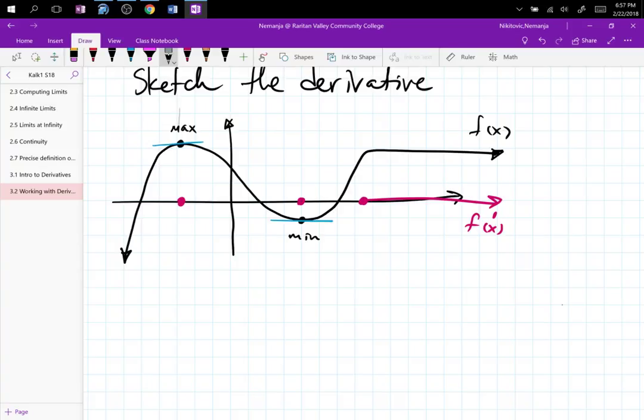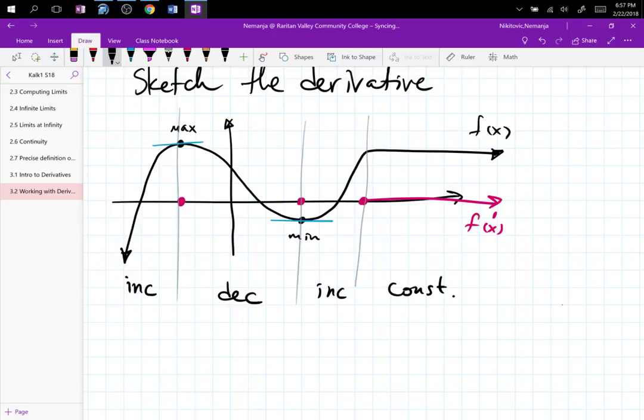Look at this. If I draw these vertical construction lines over here, note that the function is increasing over here, decreasing over here, increasing over here, and it's constant there. So we can draw the derivative in one shot.